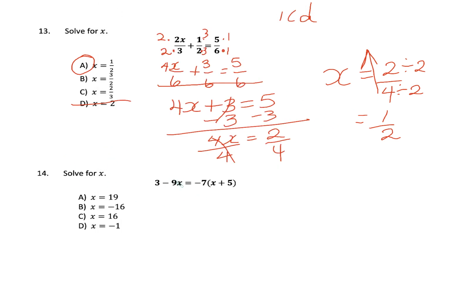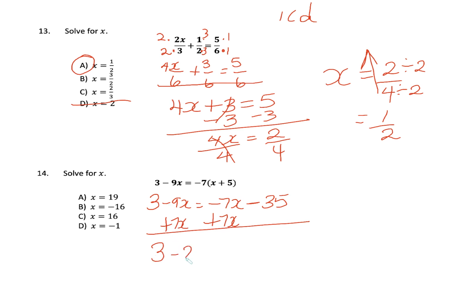Here we want to solve for x, parentheses. So this will be 3 minus 9x. I'm going to distribute negative 7x. Negative 7 times 5 is negative 35. Please be careful with your signs. Now this is variables on both sides. So I'm going to add 7x to both sides. So this is 3. When the signs are different, you subtract, keep the sign of the larger, so that will be negative 2x equals to negative 35.